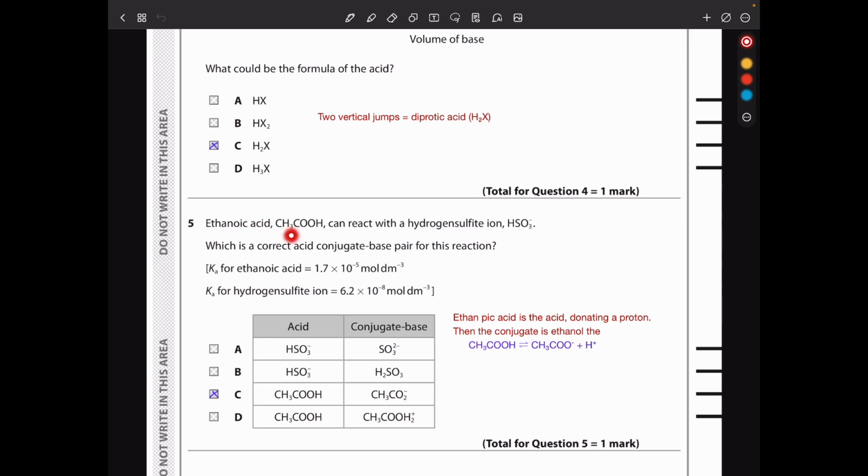Then they say ethanoic acid can react with a hydrogen sulfide ion, which is the correct acid-conjugate base pair for this reaction. If this is reacting with that, it means this is giving away the proton, and therefore it's going to be the acid, and this will be the base in the forward reaction. And on the product side, this is going to form ethanoate as its conjugate base. So the answer is going to be ethanoic acid as the acid, and then ethanoate as the conjugate base. You can see this here. So the answer is going to be C.